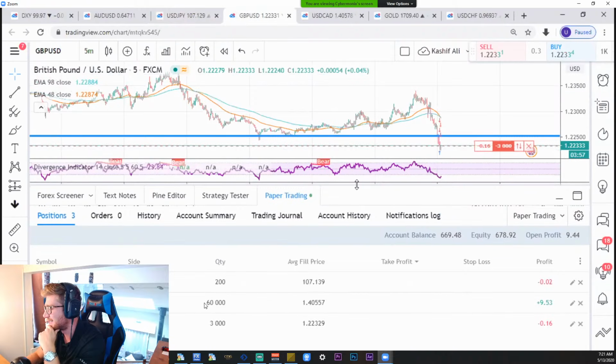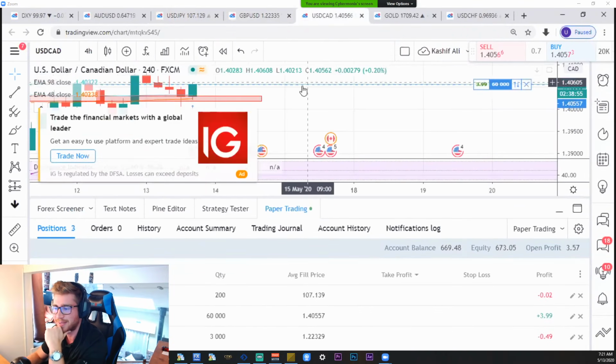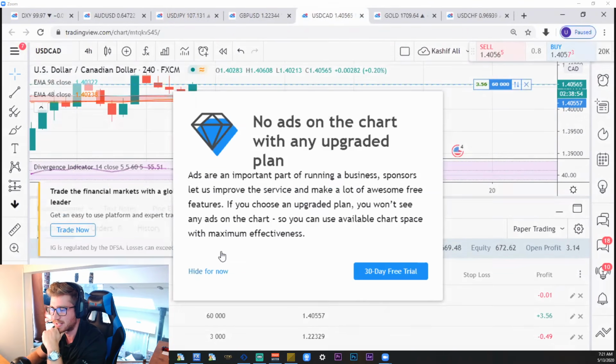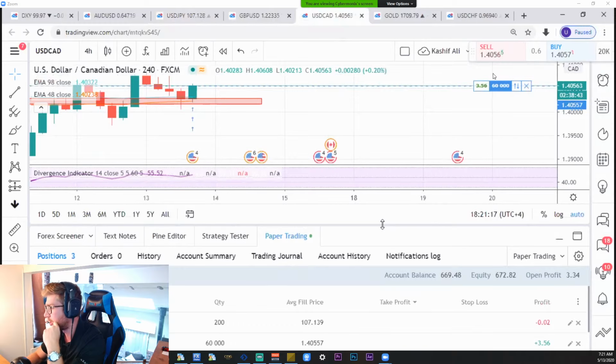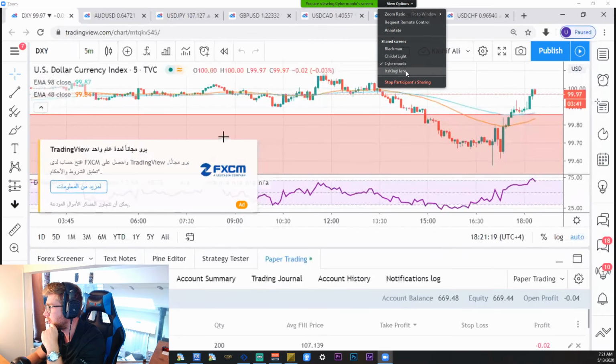So the UCAD just kind of pulling back a little bit. That's why it's in so much profit, actually, $18 profit already. It's just because he put such a strong order on. And he also has that bias that the dollar pairs are going to be doing well, right? So similar bias as we can see.